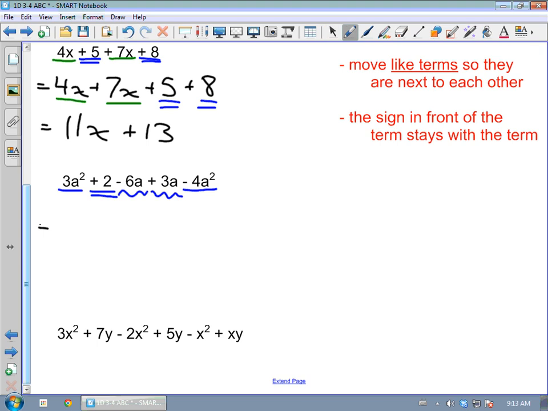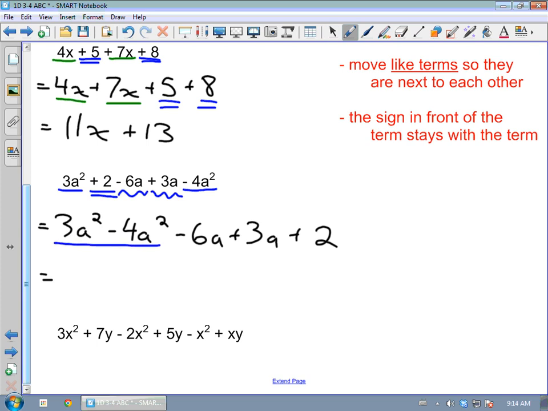I'm going to rearrange it so my like terms are next to each other. 3a squared minus 4a squared. Okay. I'm going to move my a's so they're next to each other. Negative 6a plus 3a. And then I'm going to put my positive 2 at the end. Okay. And now I can combine my like terms together. I can combine my a squared terms, my a terms, and I'm just going to be left with that 2 at the end.